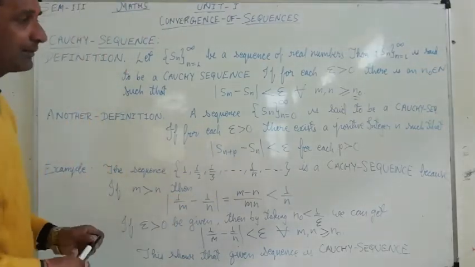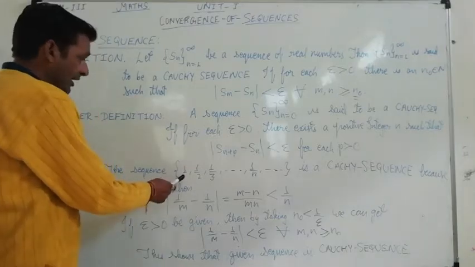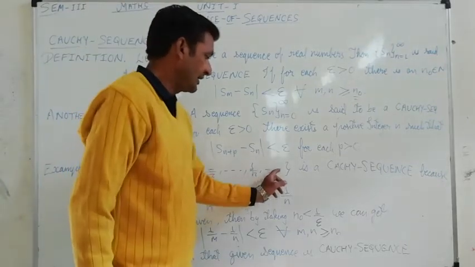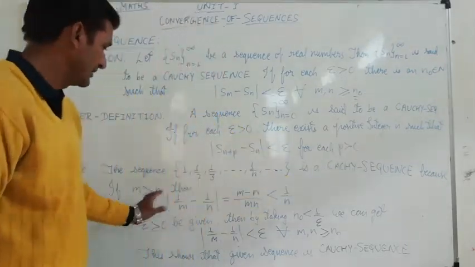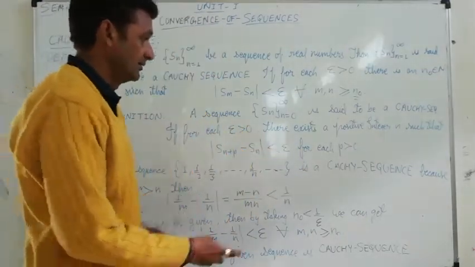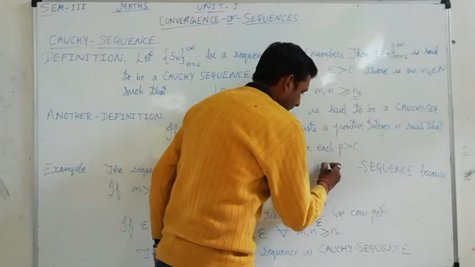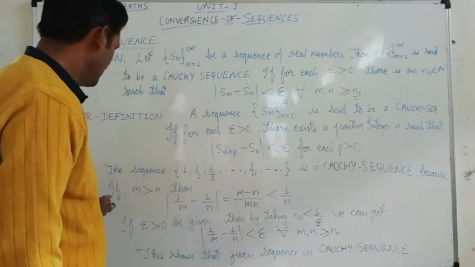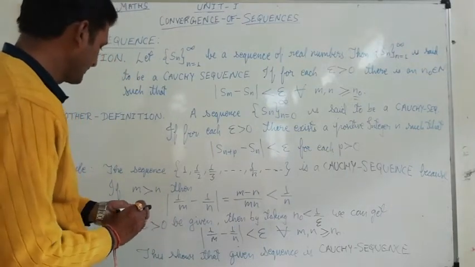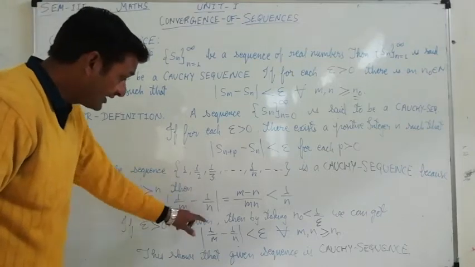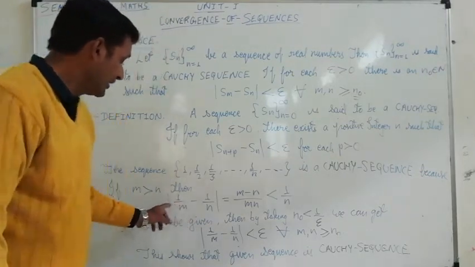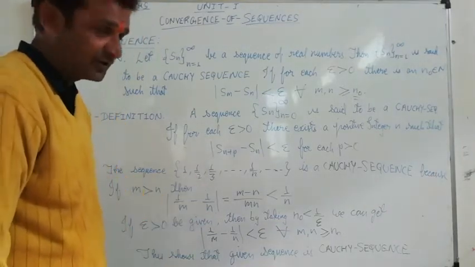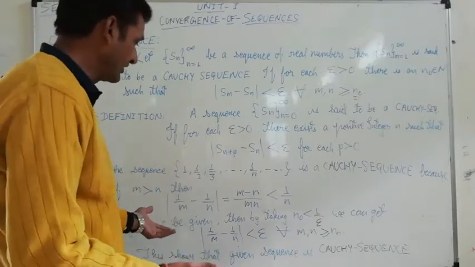We can explain it by an example. The sequence 1, 1/2, 1/3, and so on up to 1/n and so on is a Cauchy sequence, because suppose m is greater than n, and we take the mod sign. Mod sign makes negative values positive, and if a value is already positive, it stays positive.